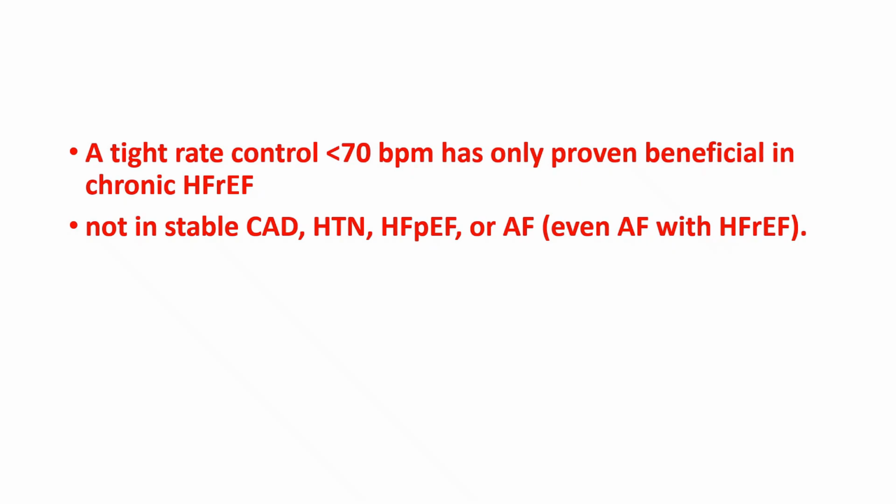One final summary note: tight rate control less than 70 has only proven beneficial in chronic heart failure with reduced EF. A rate of 100 to 100 teens may be optimal in exercise and decompensated heart failure with reduced EF, but tight rate control less than 70 is beneficial at rest in a compensated phase. Conversely, tight rate control has not shown any benefit in stable CAD, hypertension, heart failure with preserved EF, or AFib, even AFib with heart failure and reduced EF.